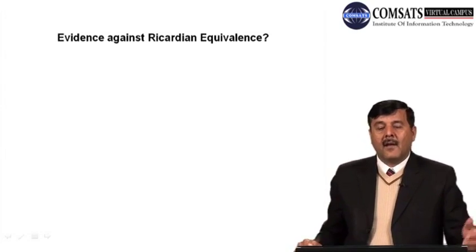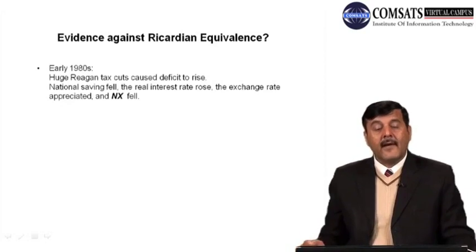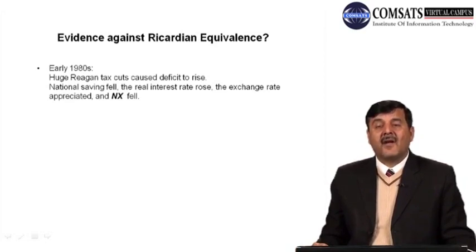Now some other evidence against Ricardian equivalence. In the early 1980s, the huge Reagan tax cut caused the deficit to rise. National saving decreased, the real interest rate increased, the exchange rate appreciated, and net exports fell.